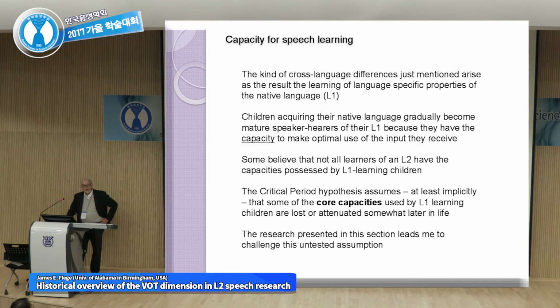native language. Children acquiring their native language gradually, I emphasize, become mature speaker-hearers of their L1 because they have the capacity to make optimal use of input. Some believe that not all learners of an L2 have the same capacities possessed by children learning their native language. The critical period hypothesis assumes, at least implicitly, that some of the core capacities used during L1 acquisition are lost or attenuated later in life. The research presented in this next section leads me to question that underlying assumption.